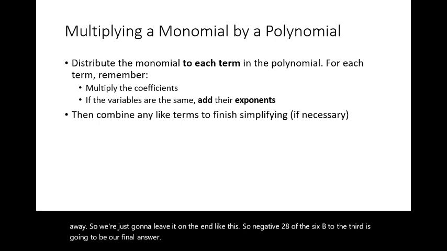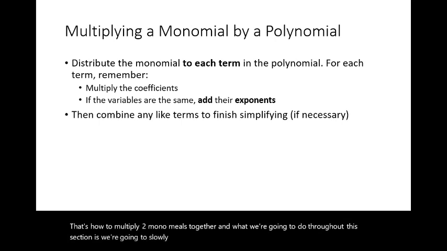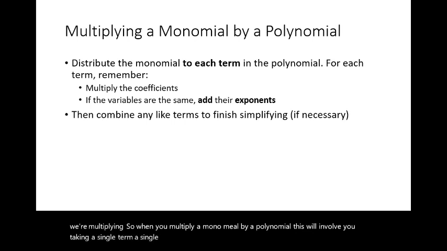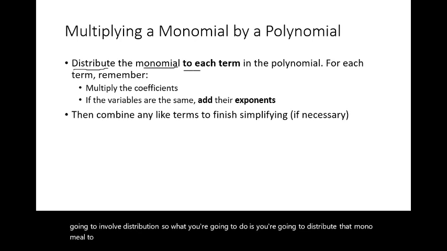Now that's how to multiply two monomials together. And what we're going to do throughout this section is slowly increase the number of terms in each of the polynomials that we're multiplying. So when you multiply a monomial by a polynomial, this will involve you taking a single term, a single monomial, and multiplying it to a polynomial of multiple terms. This is going to involve distribution.